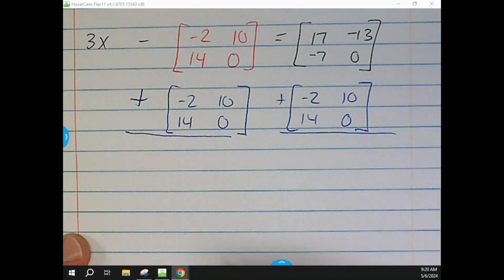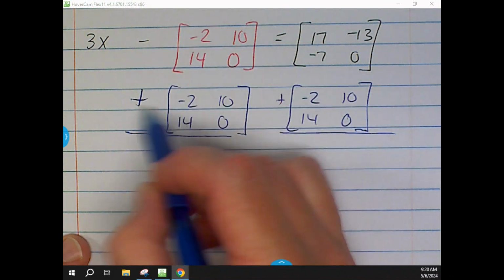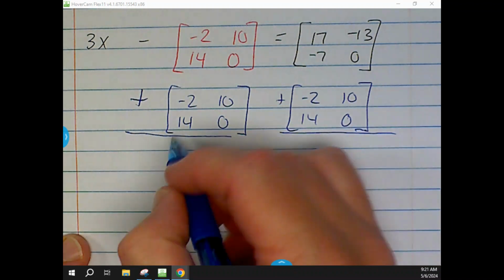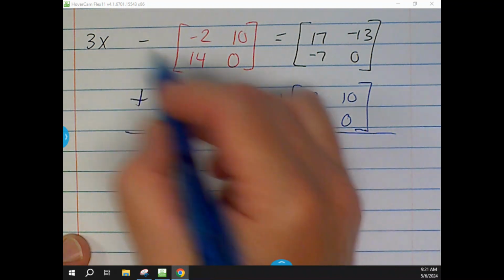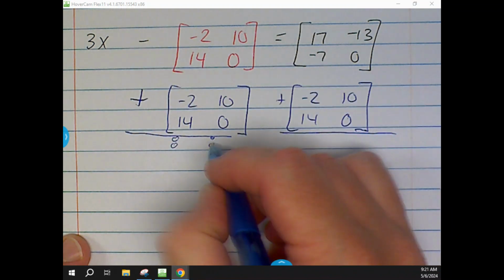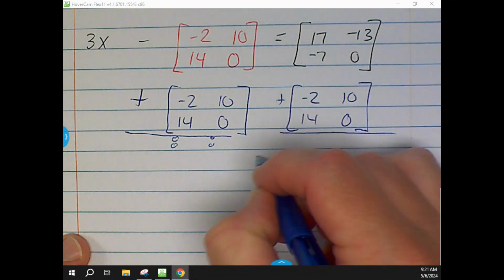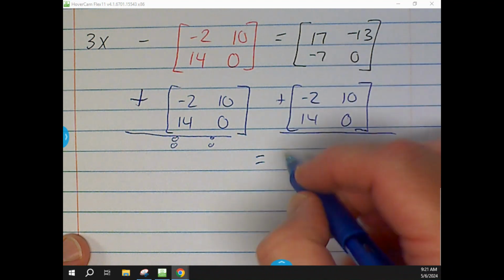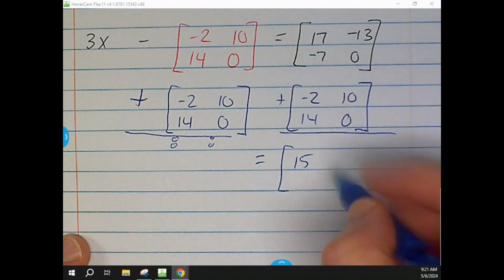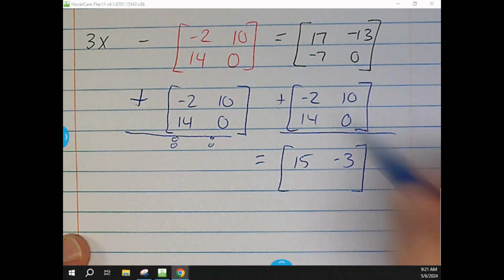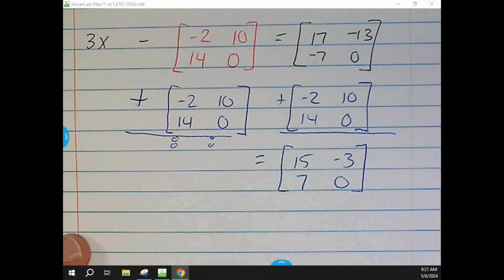If you want to double check it, this one's negative 2, but it's minus negative 2, right? So that makes it a plus 2, so negative 2 plus 2 makes 0. This is 10 minus 10, which is also 0. It's 14 minus 14, which is 0. This is 0 minus 0, so it's 0. And that's the 0 matrix we want, so it's just gone. This is the side we're actually going to have to work on, though. It's 17 plus negative 2, which is just 15. It's negative 3 plus 10, which is 7. It's negative 7 plus 14, or 14 minus 7, which is 7. 0 plus 0 has to be 0.